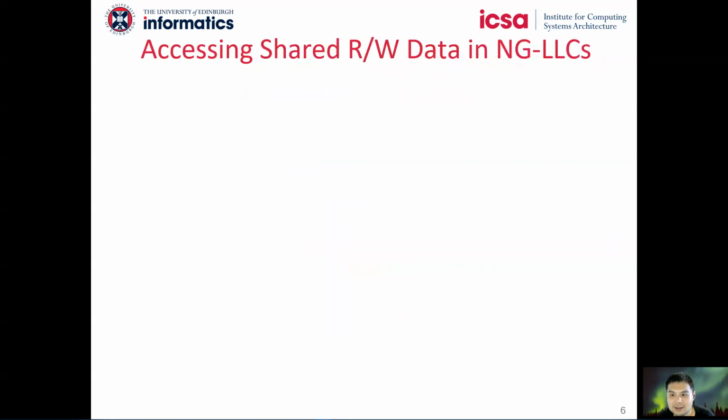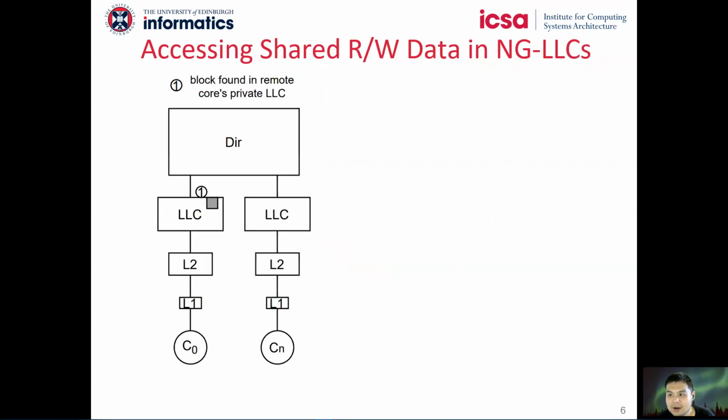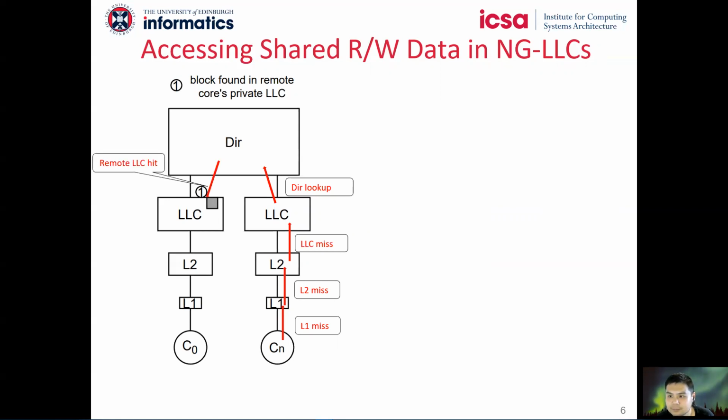And let's take another look at the case in NG-LLCs. Please remember, NG-LLC is a private cache organization. Think about the same case. A core issues a read request, it misses in the L1 and misses in L2, and then it misses in the local LLC, which means it will look up the directory. Then the directory denotes that you may get a remote hit in a remote host LLC.